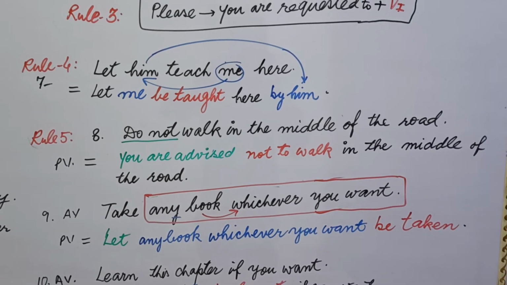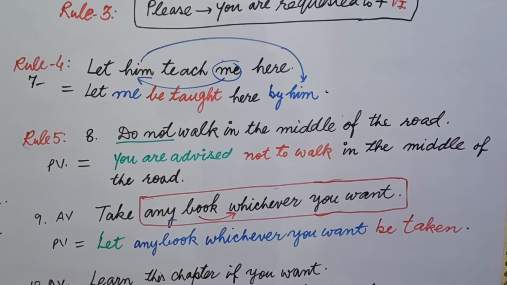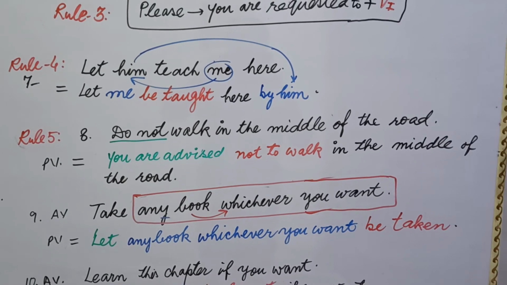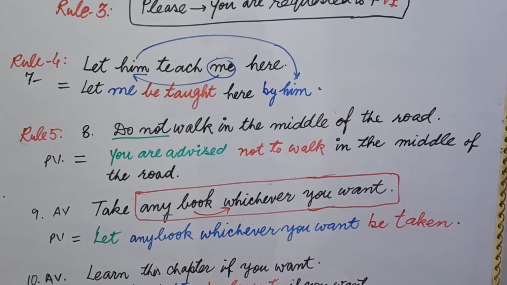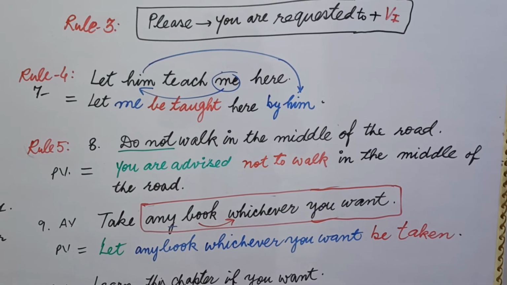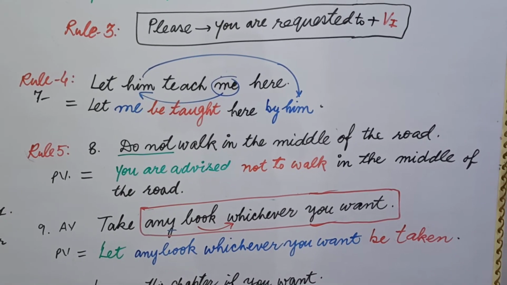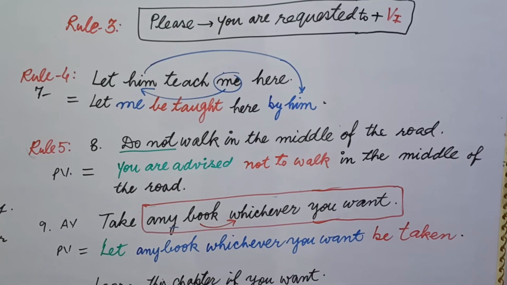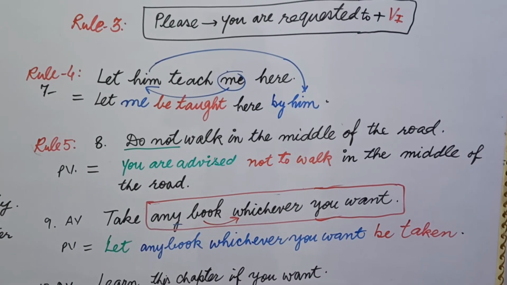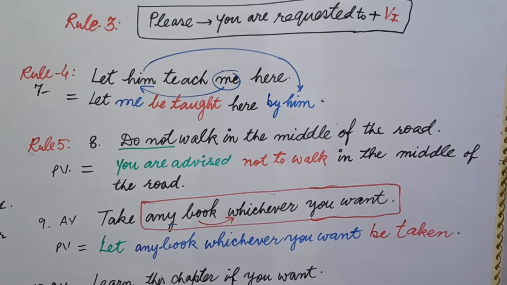You are advised to is placed in the beginning as a ready-made part of this sentence. Not to walk is related to the verb, that's why I wrote it in red color, and in the middle of the road is the rest part, the remaining part of the sentence, that's why I wrote it in black color. Now finally your answer is you are advised not to walk in the middle of the road.